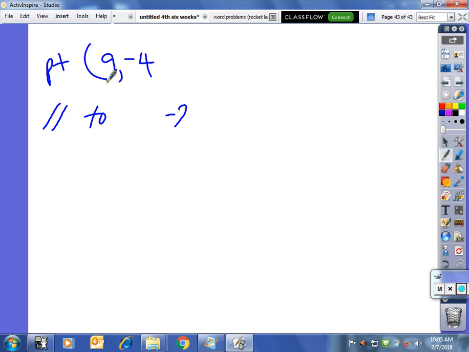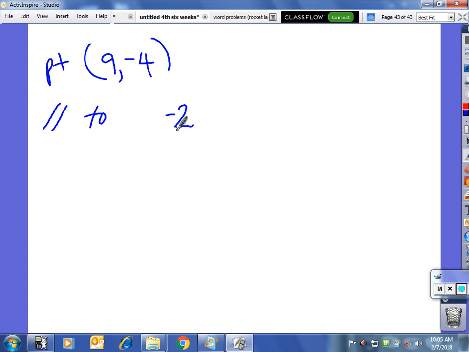I'm thinking of a line that goes through this point and it is parallel to negative 2x minus 5y equals 12. This one takes a lot of work. There is at least one like this on your assignment you're about to do.